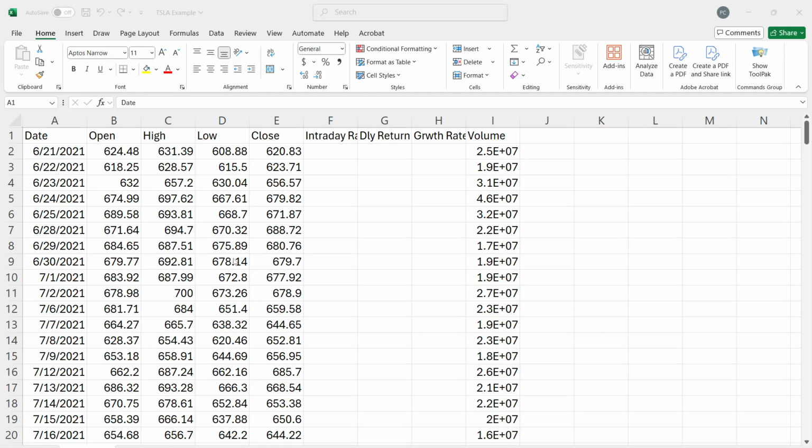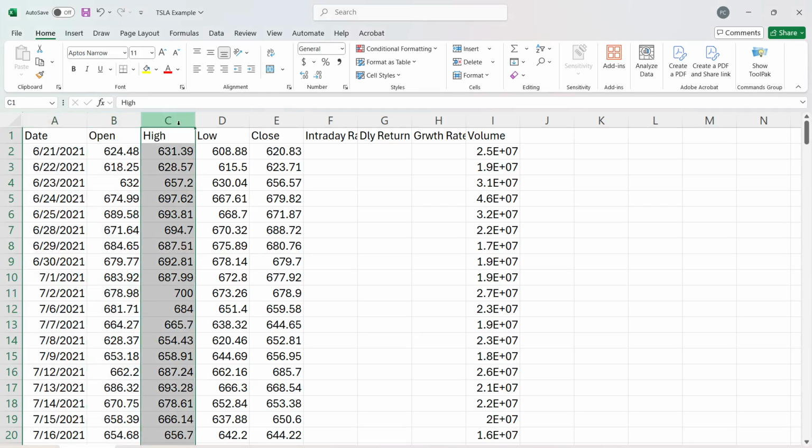So I'm going to jump in with one of my favorite old data sets, which is Tesla stock. And if you know Tesla stock, well then this is very interesting. I've got some stock prices here from 2021, and as you see on the left I've got the date. I've got opening prices every day.